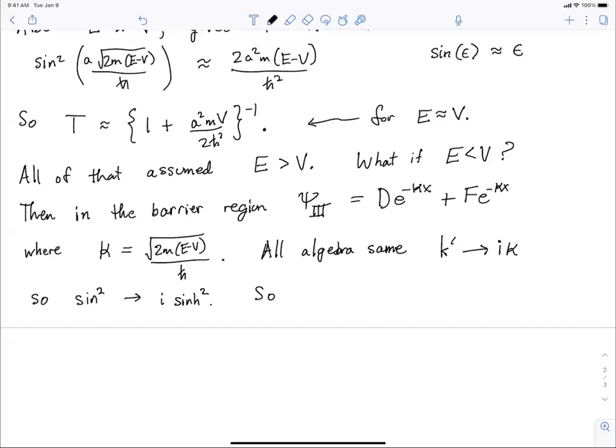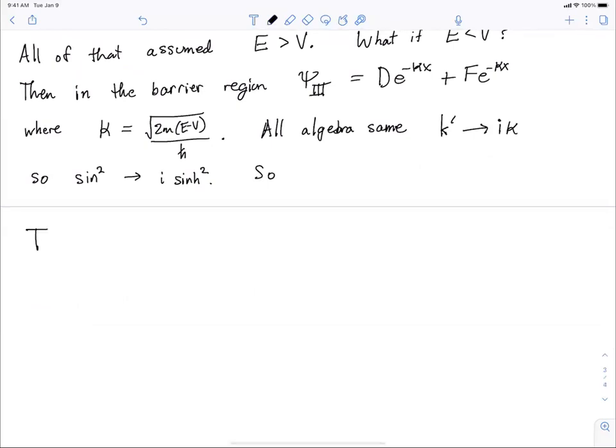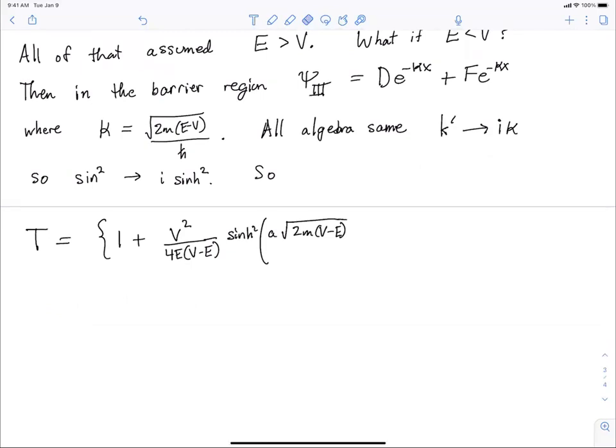And so in that case, the transmission coefficient is 1 plus V squared over 4E(V minus E), hyperbolic sine instead of ordinary sine. The argument of it will be a real number, because E is less than V, and so the square root of V minus E is a real number. Notice again, this is less than 1, as it has to be. And it has to be a real number. It's always good to check that these things are real numbers.